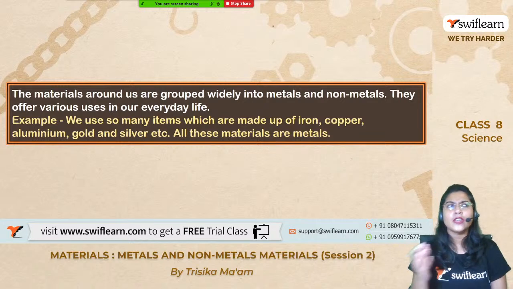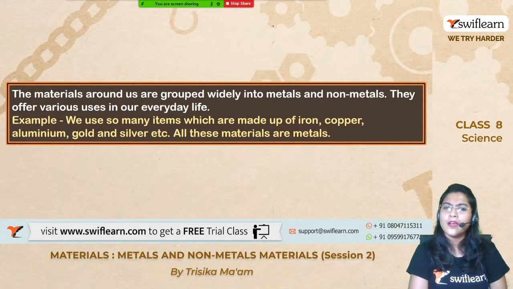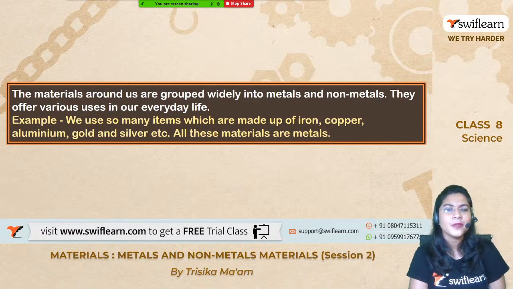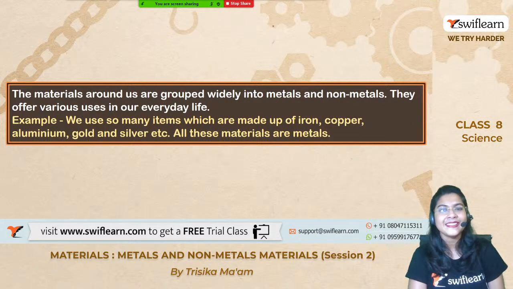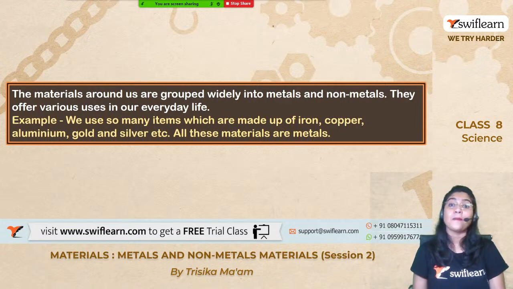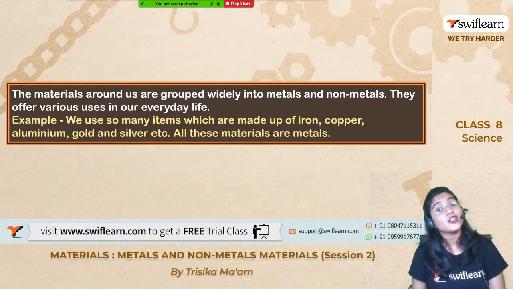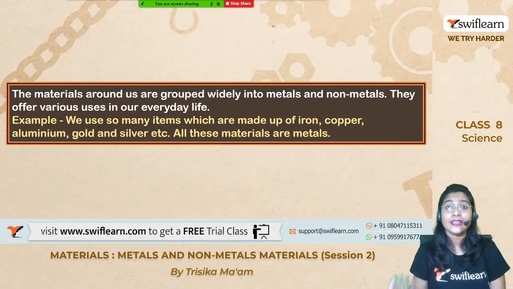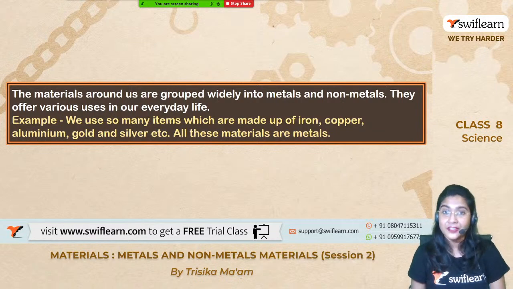है ना? So can you give me some of the properties which we have already learned in the previous session? What are the different physical properties of metals? Yes, they are sonorous. That means they produce sound. Yes, they are ductile, they are malleable, they are very good conductors of heat and electricity. Yes, generally they are mainly in solid form.